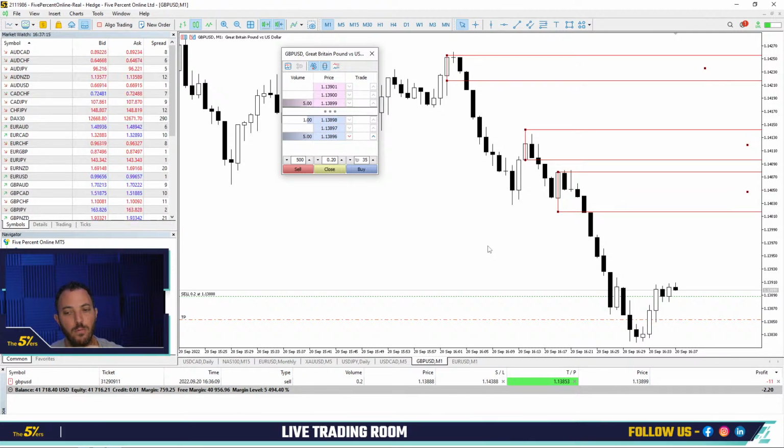Pound dollar is also more volatile than Euro USD, so I need to space my entries right.